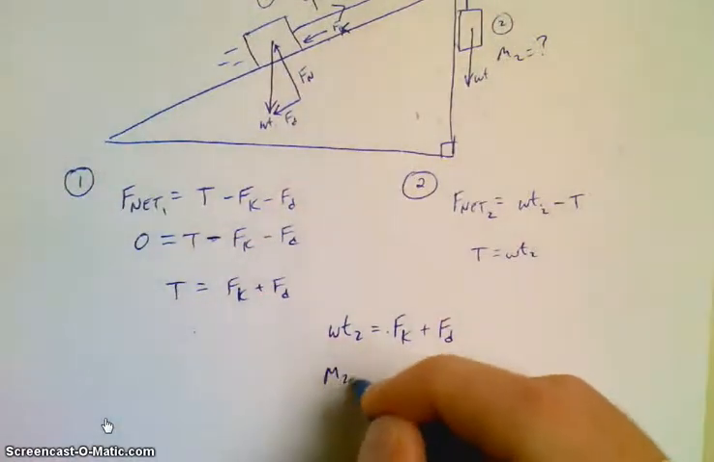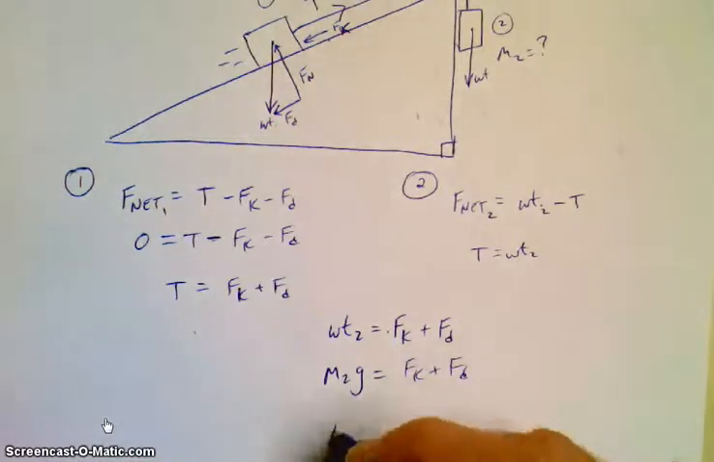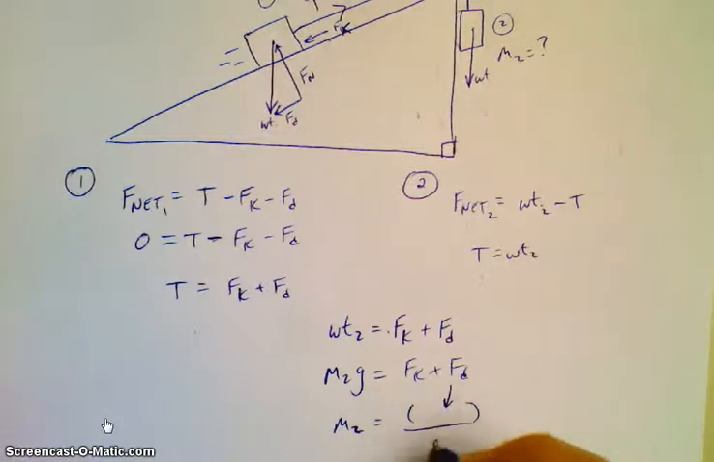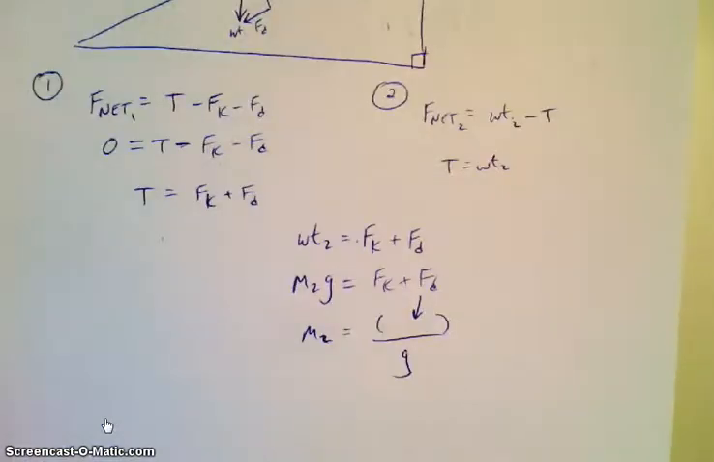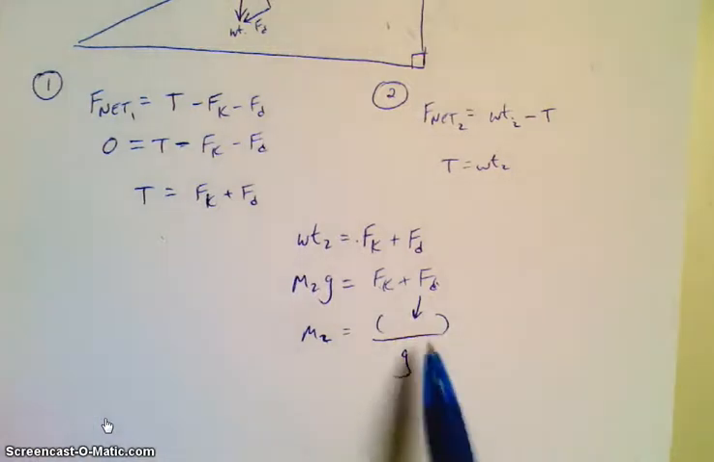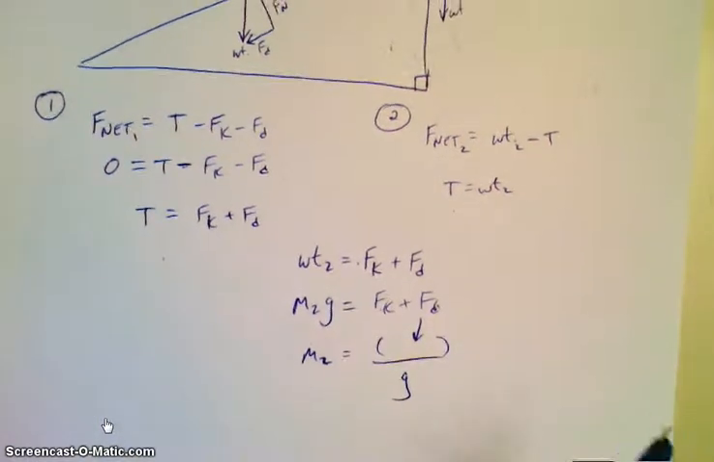So this would be mass 2 times g equals Fk plus Fd. So mass 2 is equal to this divided by g. That's how we should end up. And again, you can solve for these items off to the side and then plug them in. Questions on part A of number 3? How is B different?